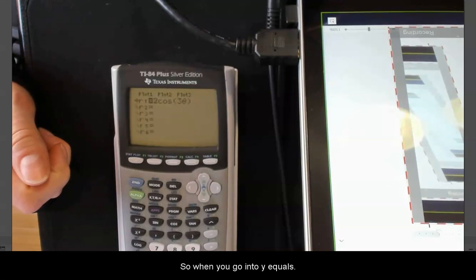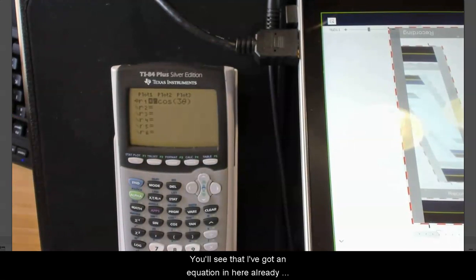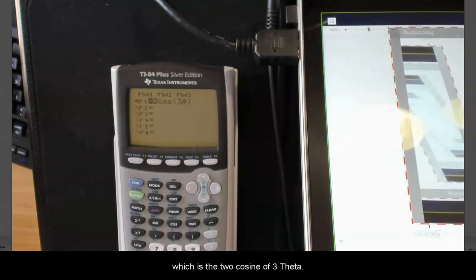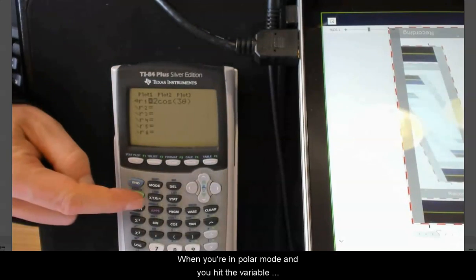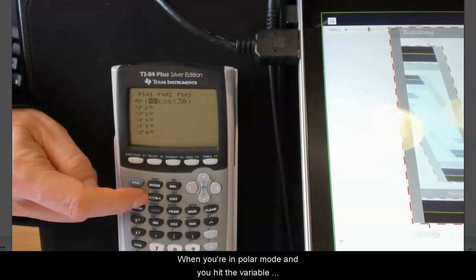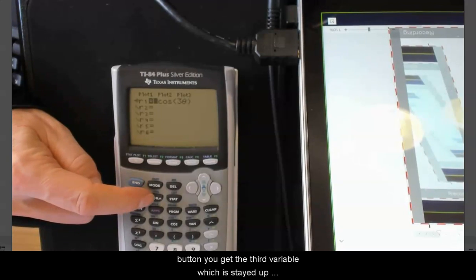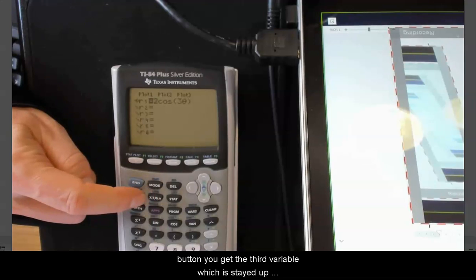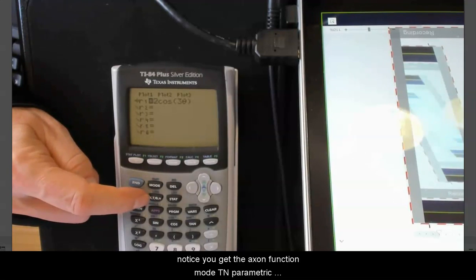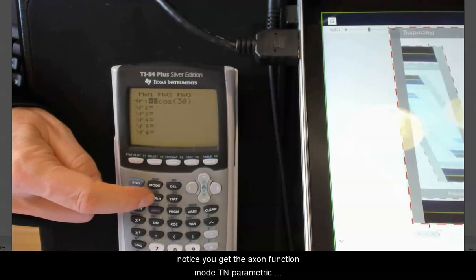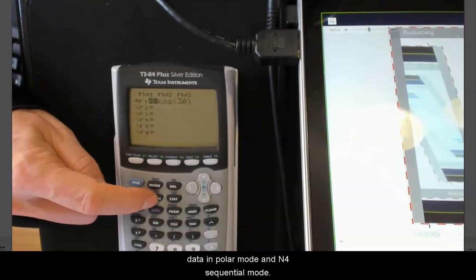When you go into Y equals, you'll see that I've got an equation in here already, which is 2 cosine of 3 theta. When you're in polar mode and you hit the variable button, you get the third variable, which is theta. Notice you get x in function mode, t in parametric, theta in polar mode, and n for sequential mode.